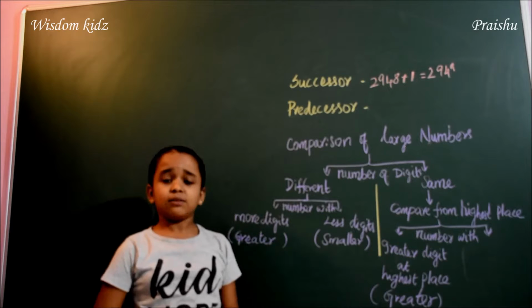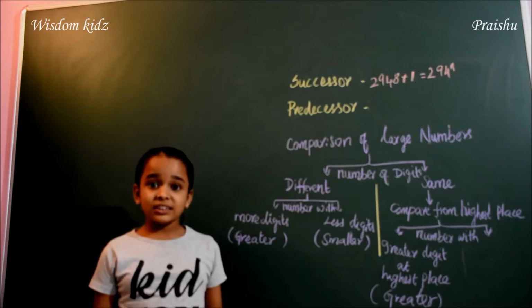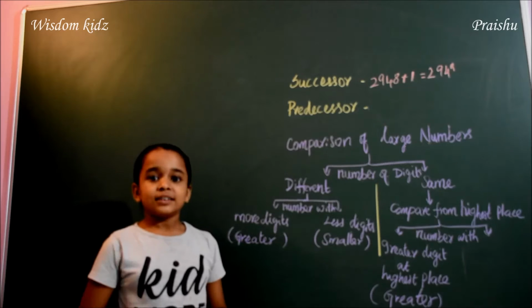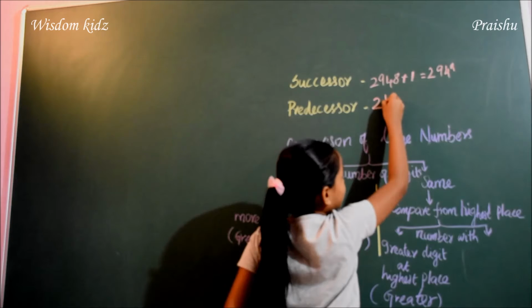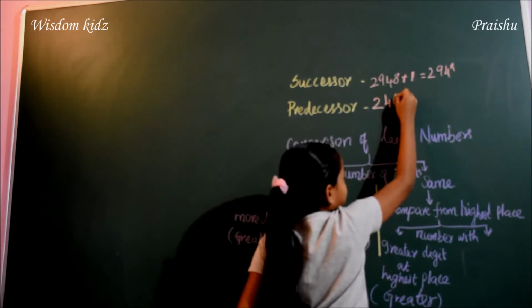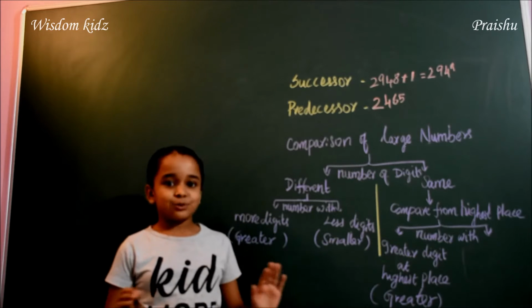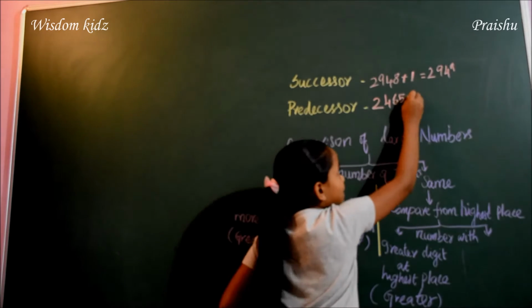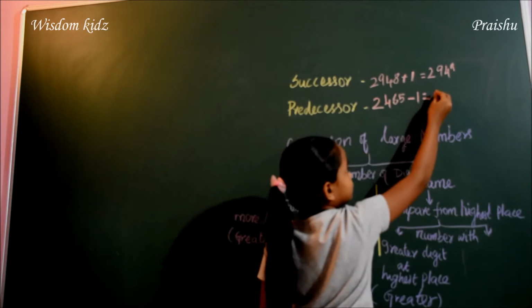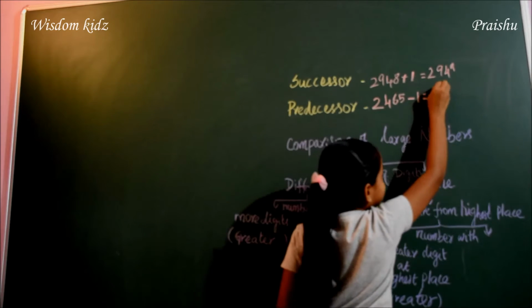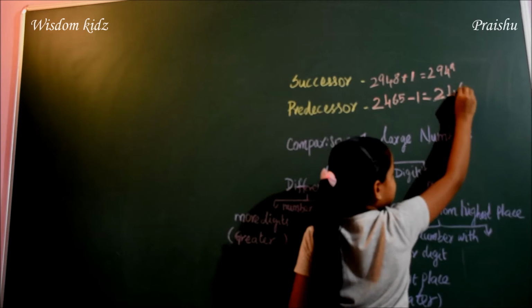So now we'll see what is a predecessor. Predecessor means the number just before the given number. For example, I write a number 2465. I need to find the predecessor of this number. It's very easy. Just minus 1 gives the predecessor of this number. So minus 1 equals to 2464.